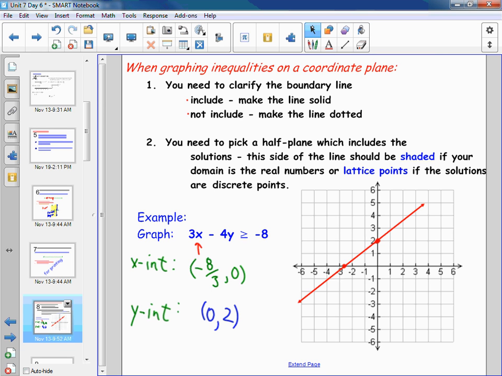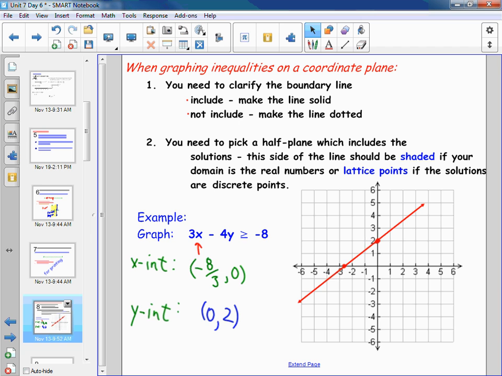Very nice. Now that we've got our boundary line clarified, that is, solid includes points on the boundary line as part of the solution set, dash would be excluding for strictly. Now we're going to go ahead and pick the half plane which includes solution. We can determine that by picking a test point on either side.